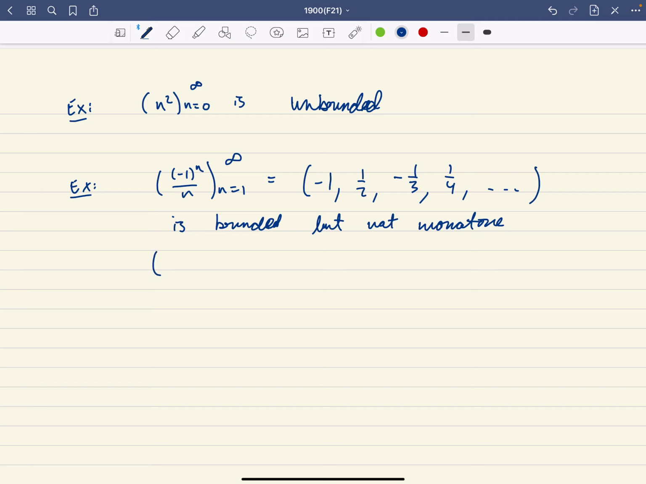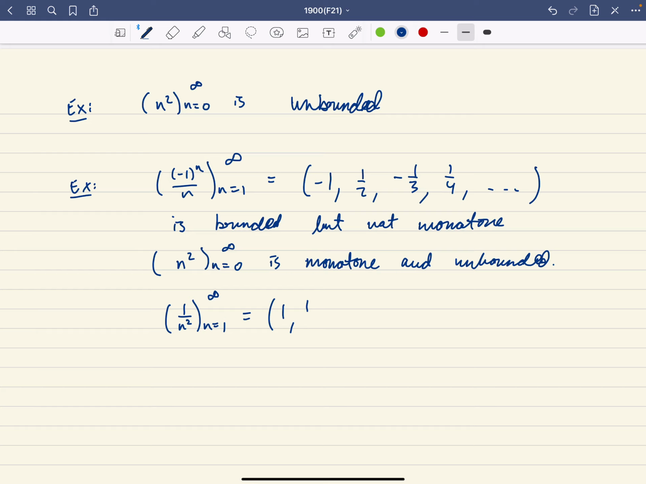If you were to look at, say, n squared, we already know that this is monotone and unbounded. So this is monotone because it's increasing. It's actually strictly monotone and unbounded. If you were to look at the sequence 1 over n squared, as n goes from 1 to infinity, this is 1, 1 fourth, 1 ninth, and so on. This is bounded and monotone.